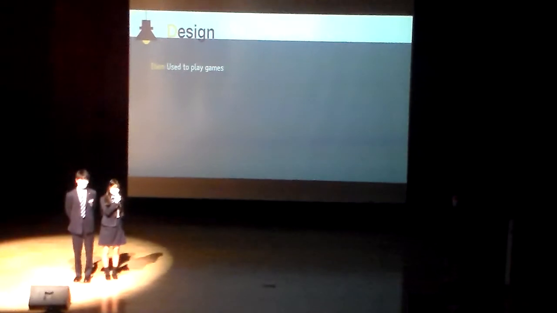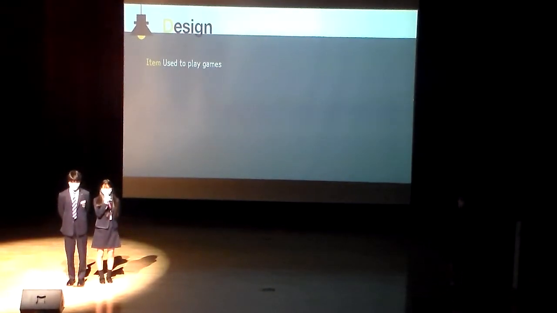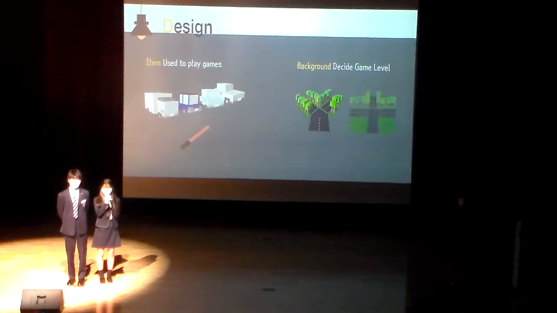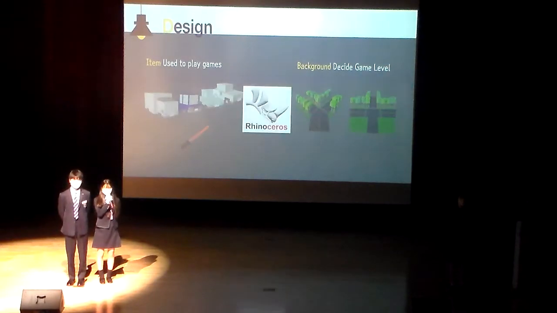Divided into three parts: items, background, and scenes. Items are things that are used by users to play games, such as cards and glow sticks. Backgrounds are things that divide our game levels by their load number. These are designed by the Rhino program.